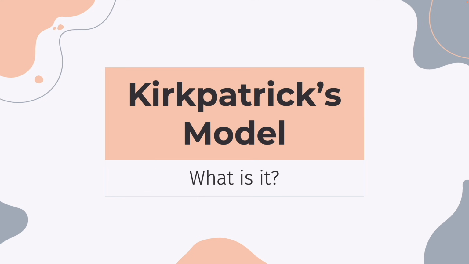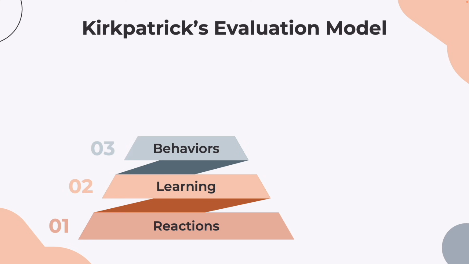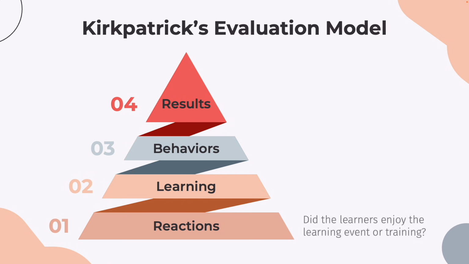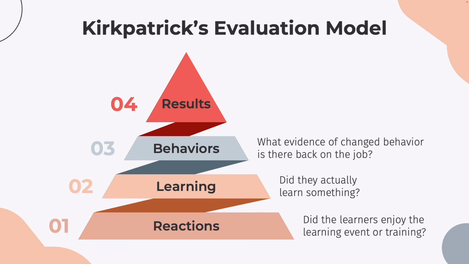Kirkpatrick's Model, what is it? The Kirkpatrick Model is one of the most well-known frameworks for evaluating the effectiveness of training or learning programs. It tells us that in order to evaluate any learning experience, we should be looking into 4 things or 4 levels: reactions, learning, behavior, and results. Reaction asks, did learners like the training? Learning is concerned with whether or not they actually learned something. Behavior asks, are they applying what they learned back on the job? And finally, results want to know, did it make a measurable impact on the business?